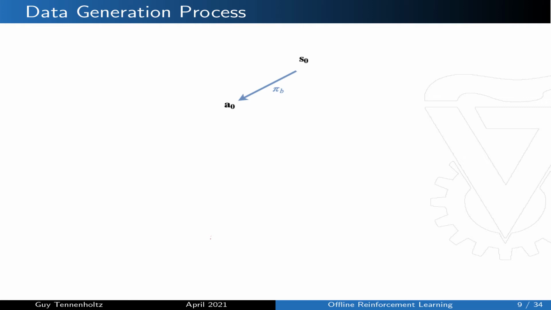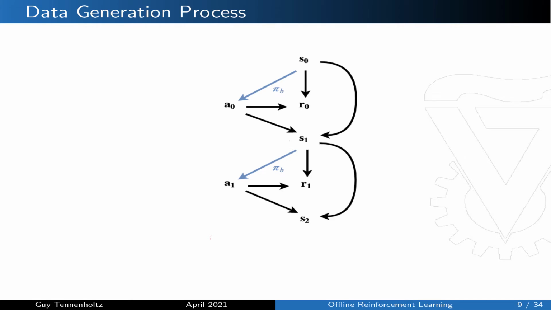After choosing action A0, we get to see a reward R0, and the environment transitions to state S1, after which the behavior policy takes an action A1. Again, we will receive a reward, transition to the next state, the behavior policy will take another action, and we'll receive a reward. Now we assume that we're getting data where we get to see this S0, A0, R0, S1, and so on and so forth.